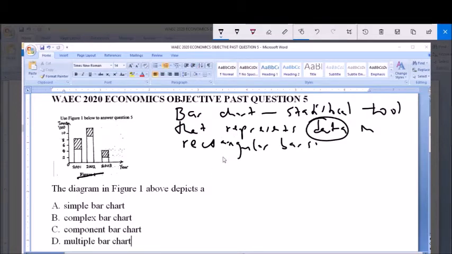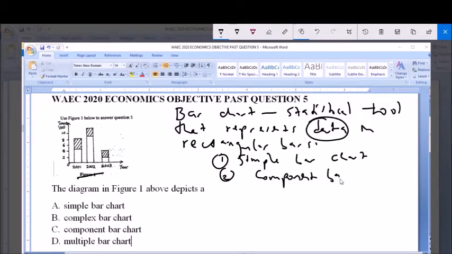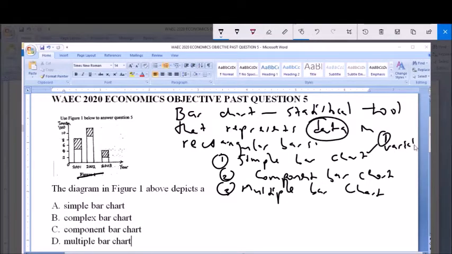Now, there are three kinds of bar charts. You have the simple bar charts, you have the component bar chart, and the multiple bar chart. Now, the simple bar chart is used when you have just one variable to represent, let's say a variable like number or age or population, just one variable to represent in the chart. Then the components bar chart is used when you have two variables to represent.